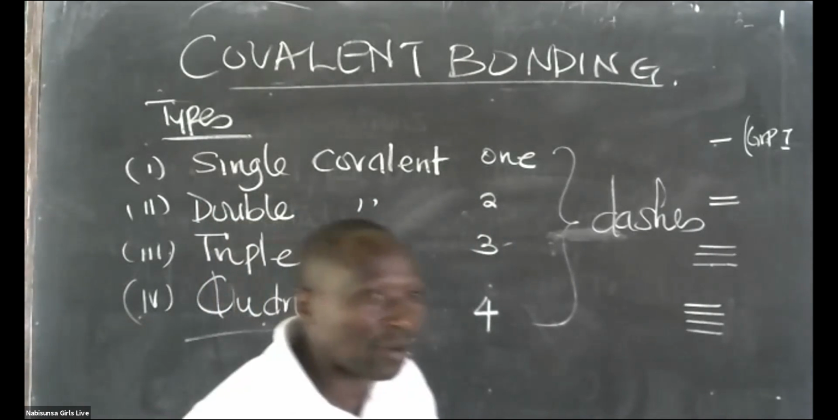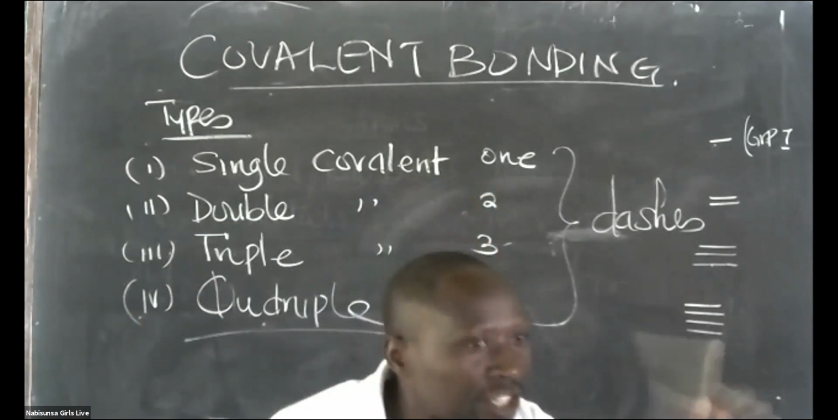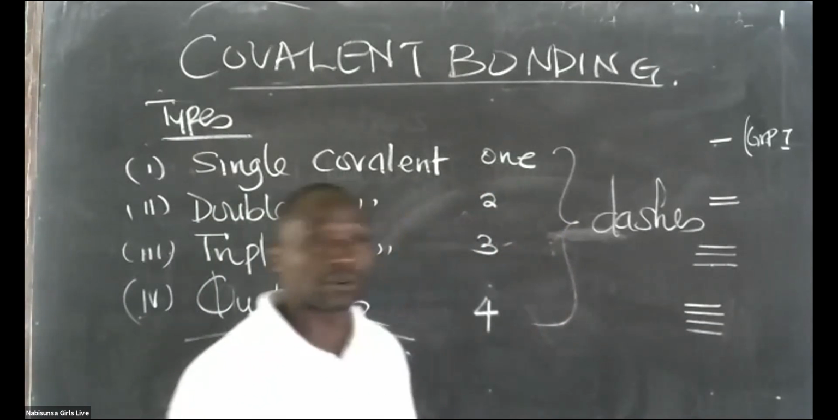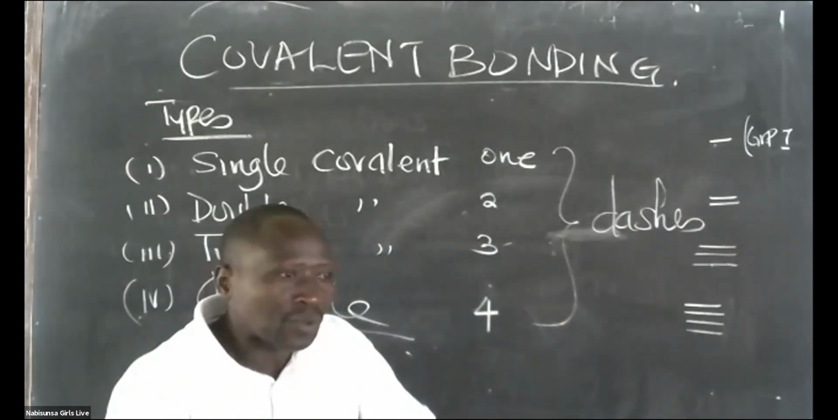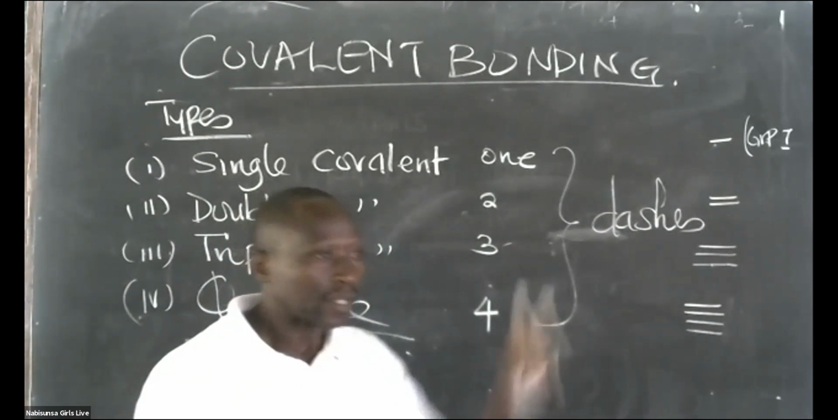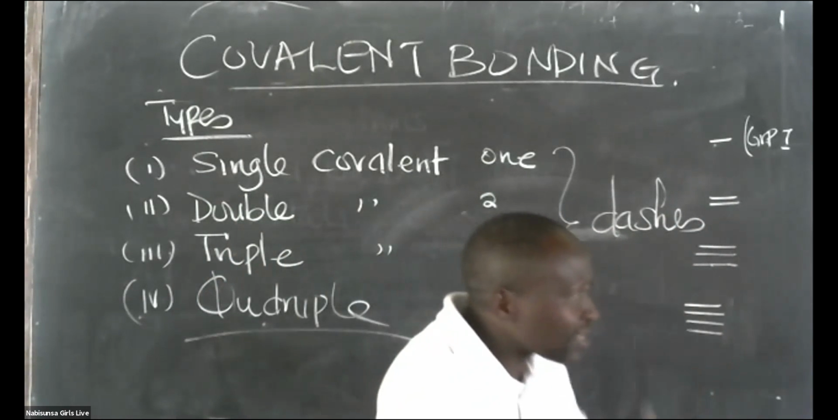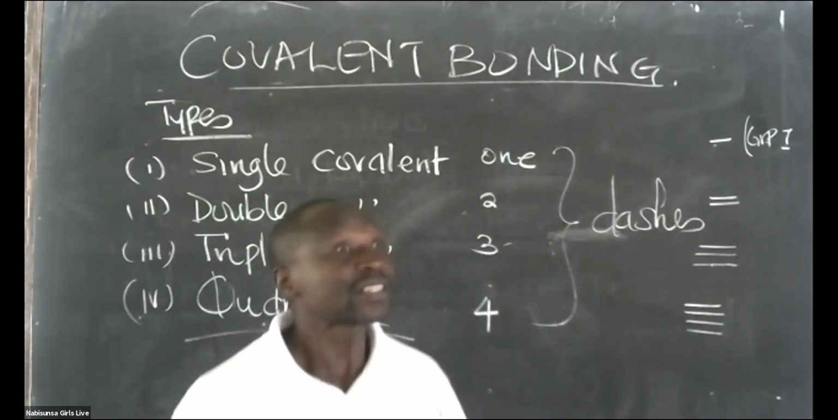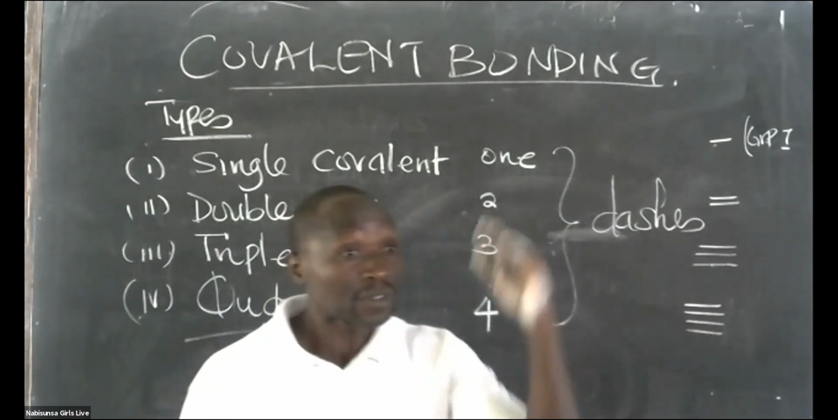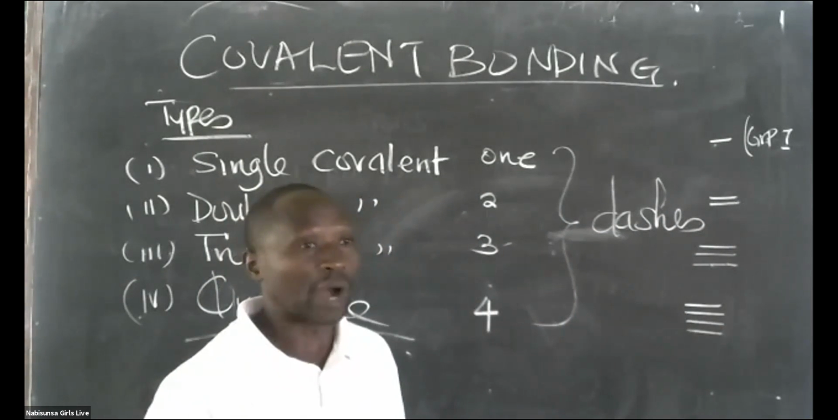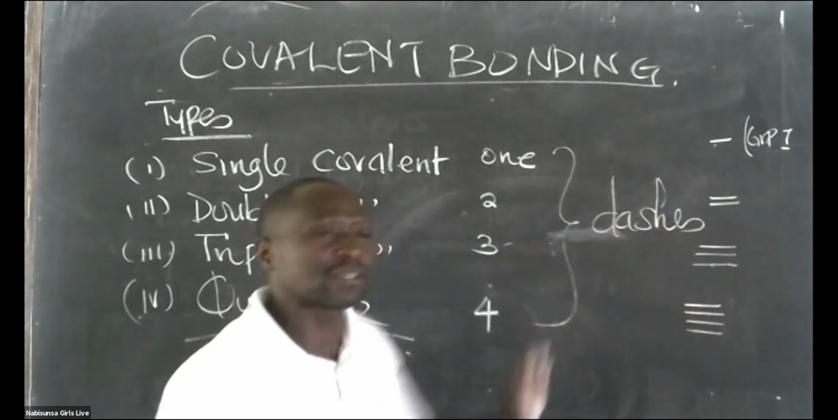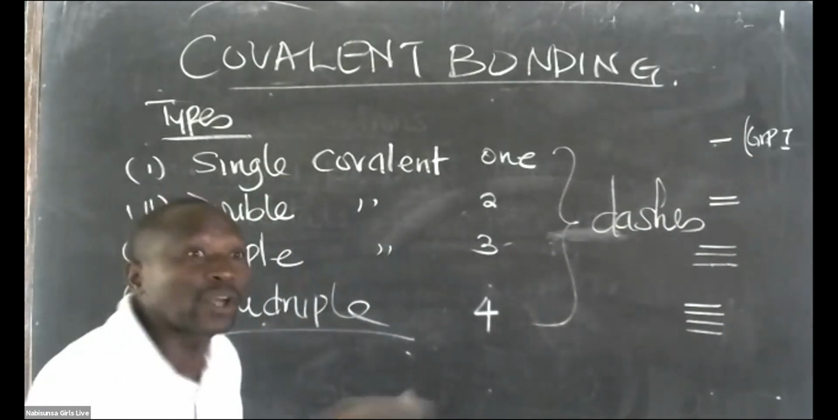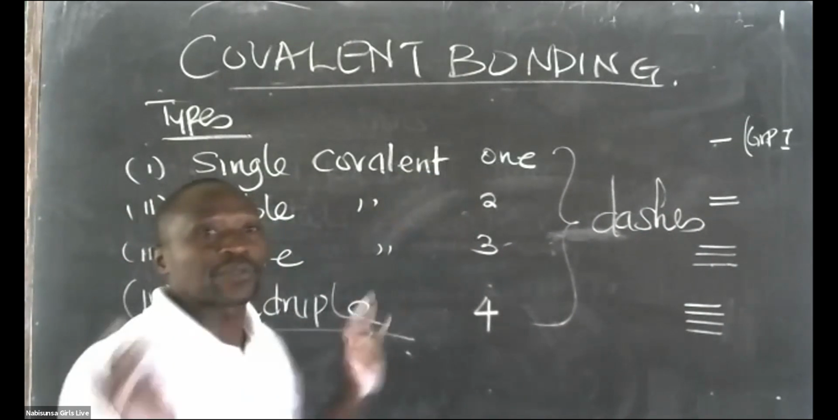So senior 1 girl versus the senior 1 girl, friendship, single covalent bond. A senior 2 versus a senior 2 girl, friendship, double. Senior 3 versus senior 3, triple. Senior 4 versus senior 4, quadruple. I'm not talking about boys because boys are not non-metals. Boys are metals. So this is the issue for ladies alone.